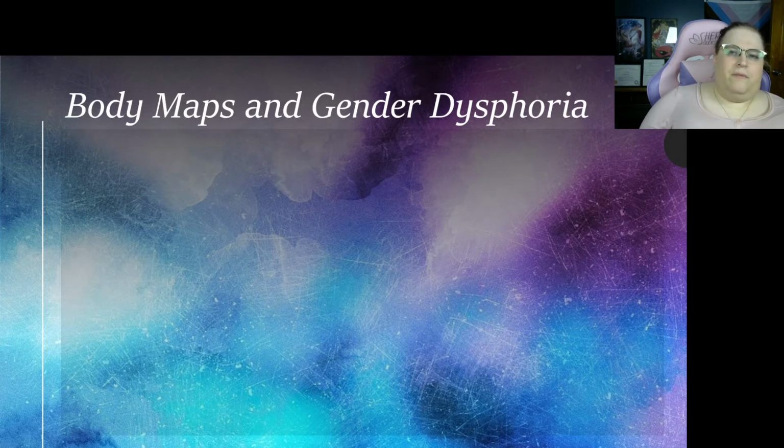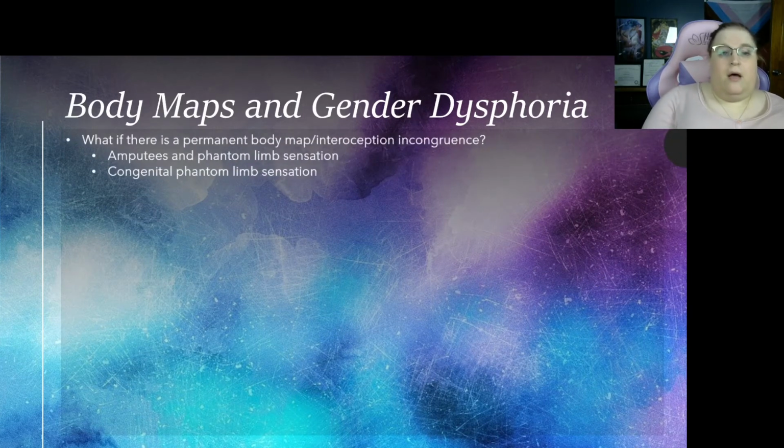Now, in terms of gender dysphoria, what happens if there is a permanent incongruence between the body map and the signals arising from the interoceptive system? And we actually know of a case where this occurs. This is where the theory of body maps was first developed, in studies of amputees and of a phenomenon known as phantom limb sensation.